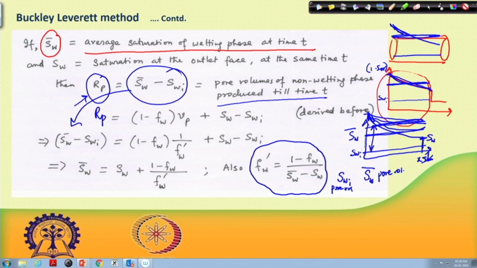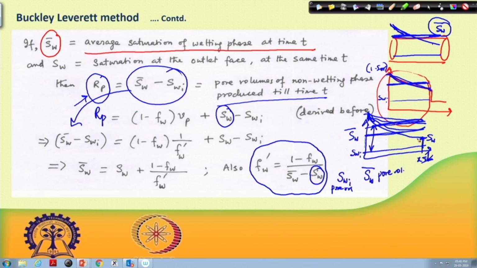Some part is above that value, some part is lower than the value, but the average saturation as far as this entire length is concerned is SW bar. So, this SW bar is going to be an important term for me. SW bar is the average saturation of water inside the pore. And at the same time, we are having a term which is SW, which we are carrying here in this factor also. What is SW? SW is the saturation at the outlet.